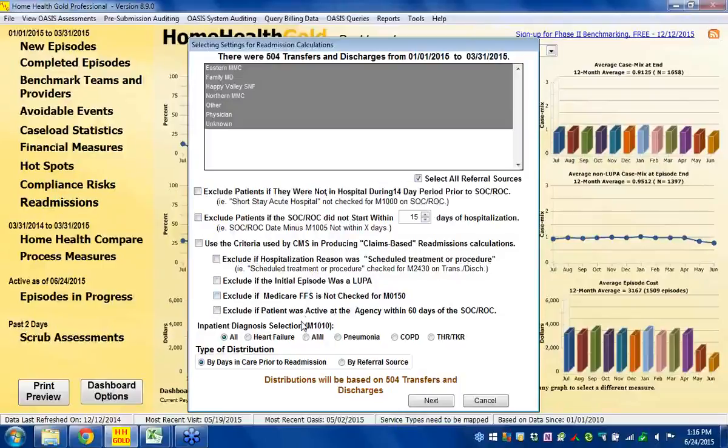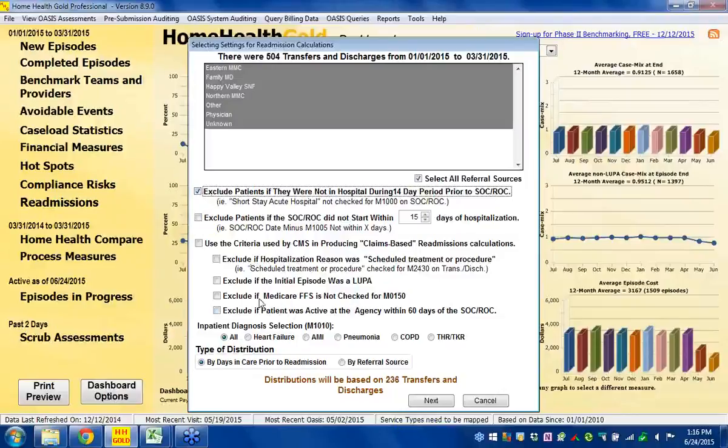These checkboxes are ways to fine-tune what you're looking for. And maybe you don't need to use any of those at all. Maybe you just want to know what happened with everybody, all 504 of those, and that's certainly fine. But as you select different exclusions, that number will change.